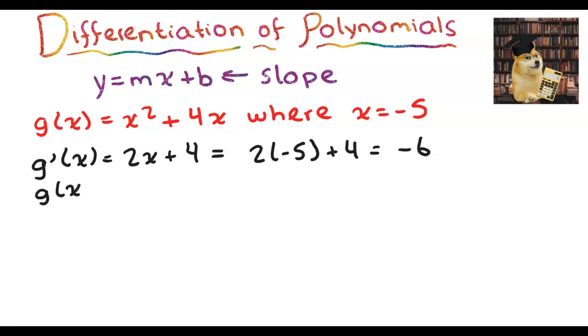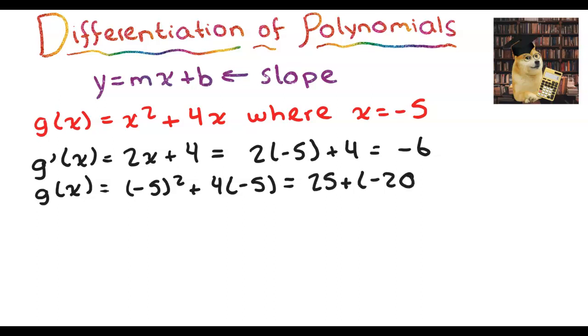So g(x), but in this case exchanged by minus 5, would equal minus 5 to the power 2 plus 4 multiplied by minus 5, which equals what? What does it equal, my audience? So minus 5 to the power of 2 is 25. So 25 plus 4 times minus 5, which equals minus 20. So 25 plus minus 20 will equal 5.